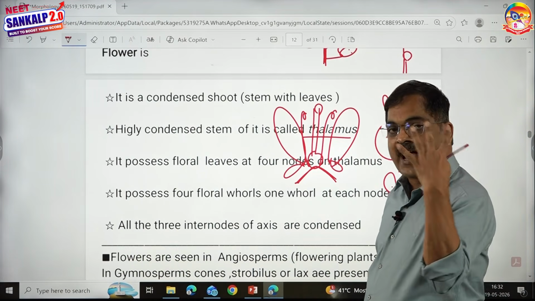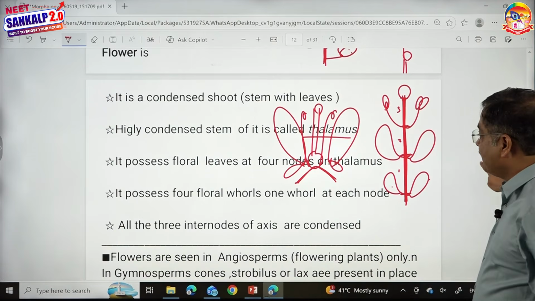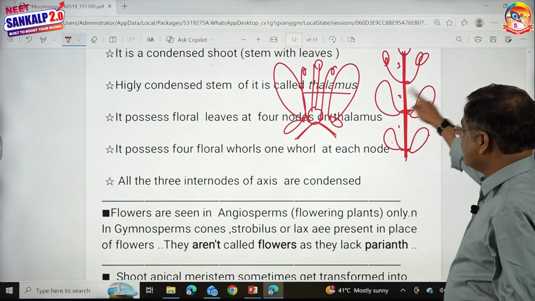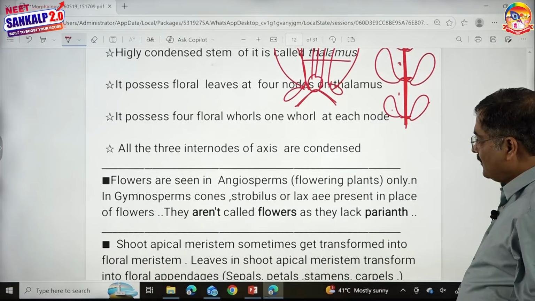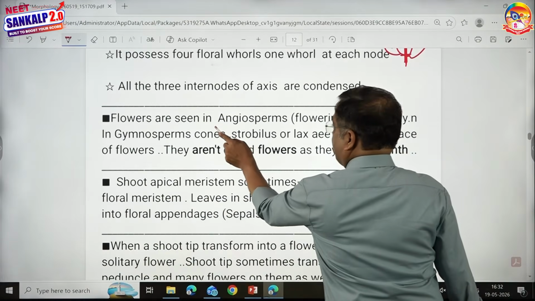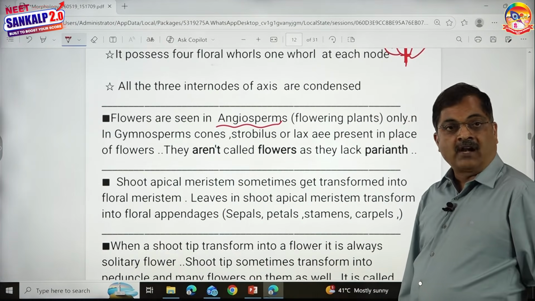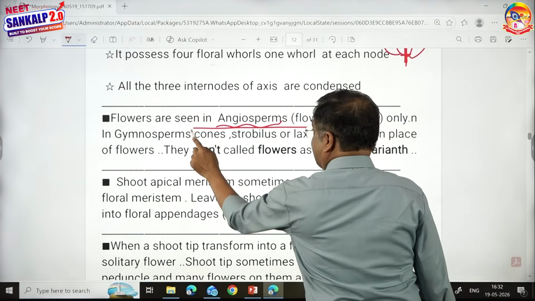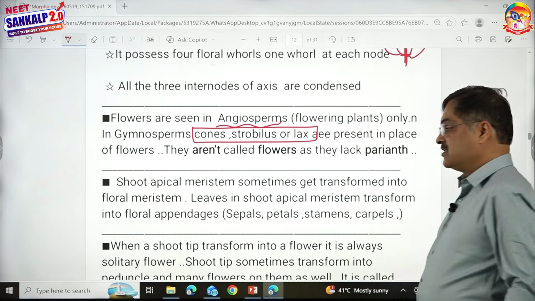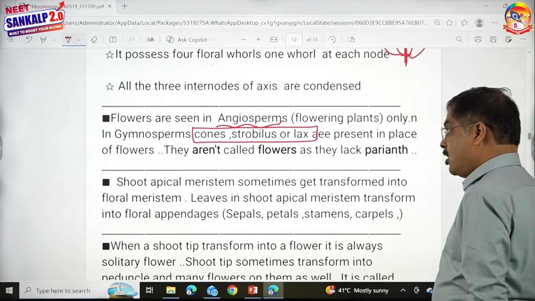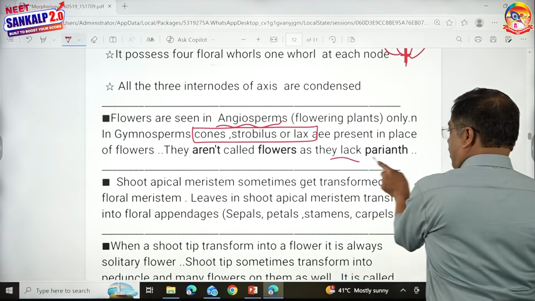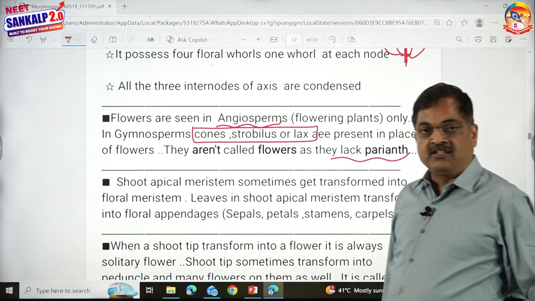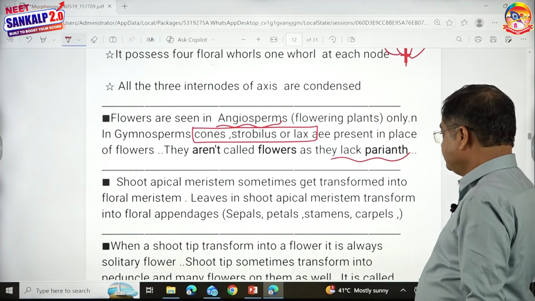So how many whorls does it have? A typical flower will normally have 4 whorls, and it has 3 internodes. And flowers are seen only in angiosperms. All of you know that. All right. In gymnosperms, this point is important: cones, strobili and so on are present and they are comparable to flowers. Why are they not flowers? Because they don't have perianth. That is the reason they are not called flowers.